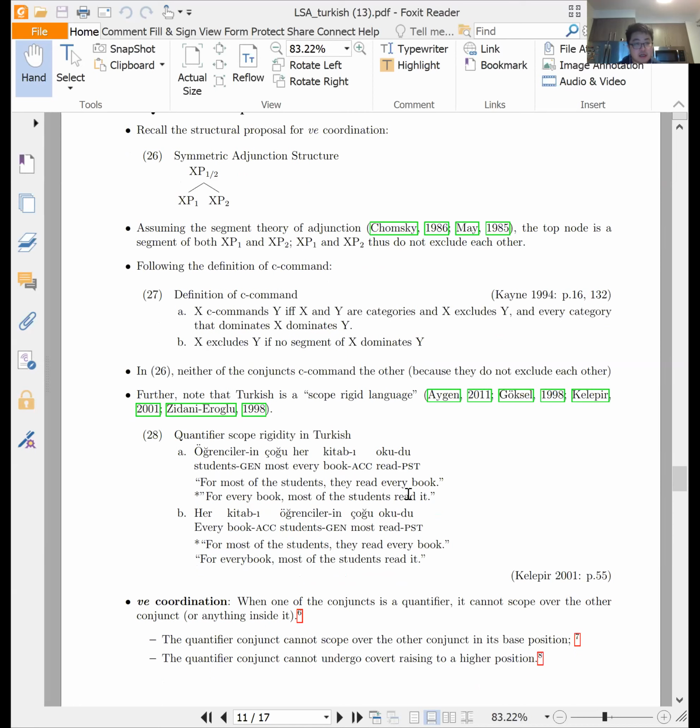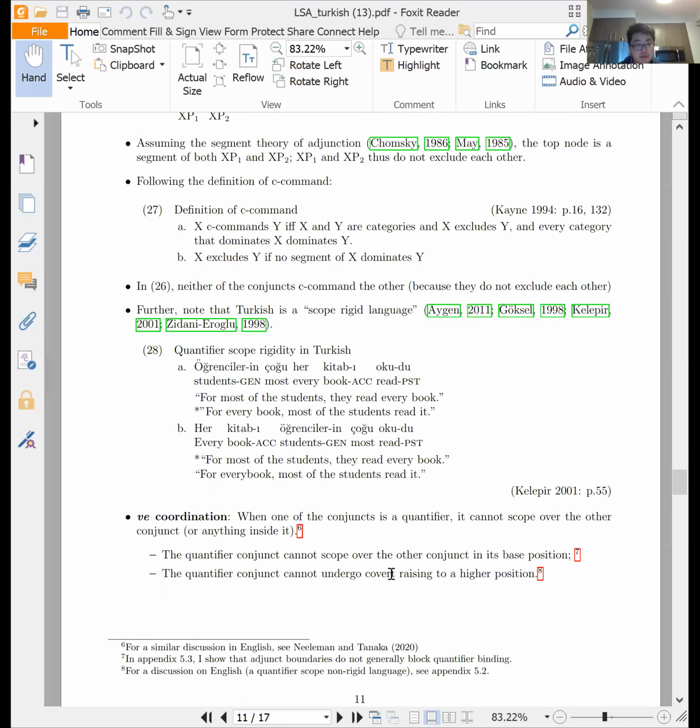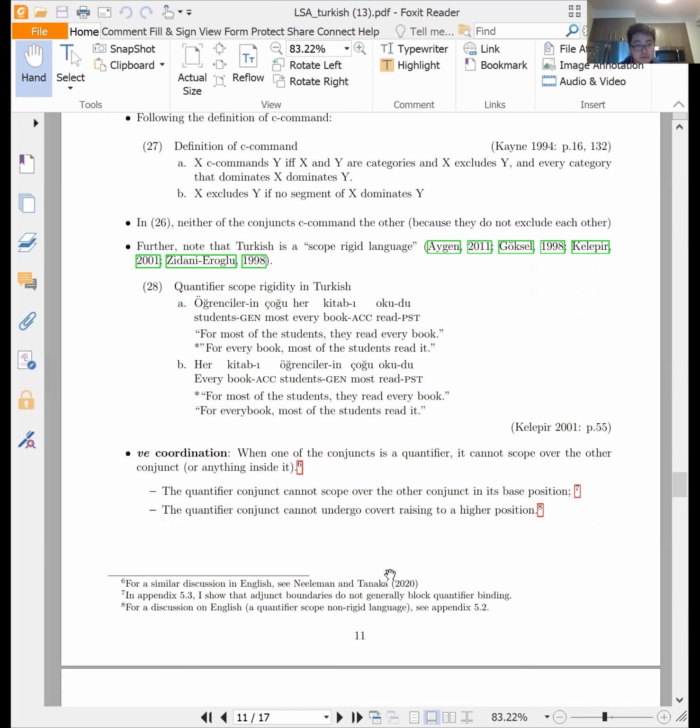So that makes things like quantifier scoping interesting. Further, note that Turkish is a scope rigid language. So this is where it's different from languages like English. The scope of quantifiers is established by the surface position of quantifiers. So there are no covert raising options to raise the scope as in English. So this sort of makes the picture simpler.